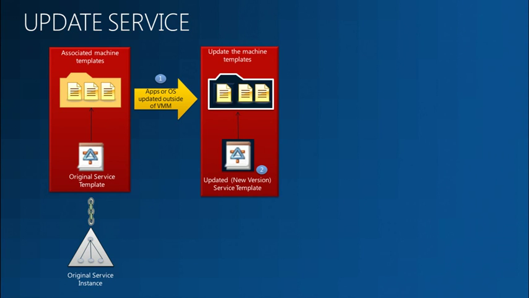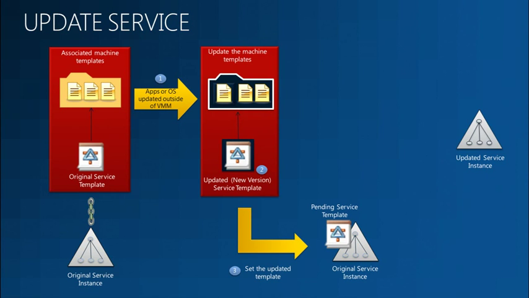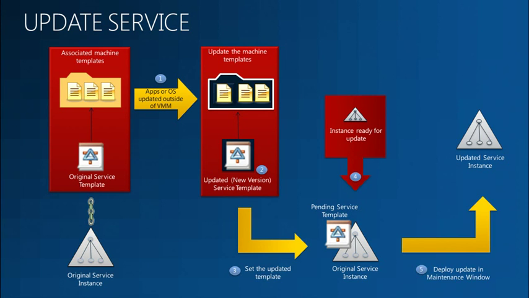I go ahead and copy my service template, give it a new version, new release, make my changes. I set my running service instance to point to the new version of the template. And again, I can choose to either apply immediately or choose to defer and have it applied during a maintenance window at some point in the future. Once my instance is ready for update, whether I do it immediately or whether I apply it later during my maintenance window, we go ahead and figure out the diff between the templates and only apply the changes.